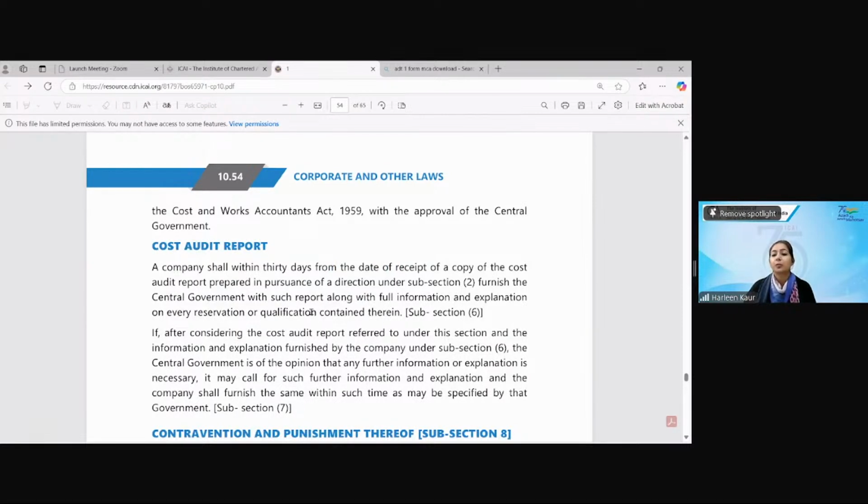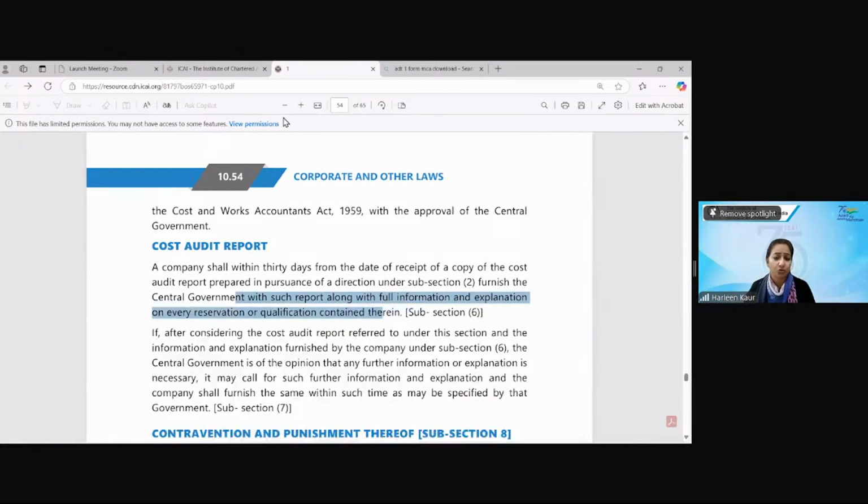Within how many days does the report of the cost audit have to be given, children? Quickly answer. This is your revisionary session. You now very well know who are the cost accountants and who are the cost auditors. Within how many days do they have to give their report? Within 30 days, they have to give the report to the central government with full information and any qualification.